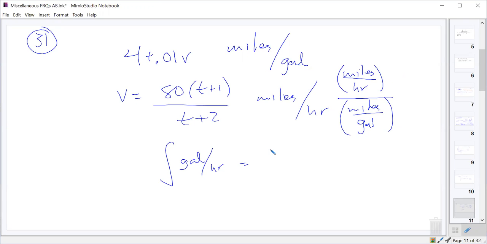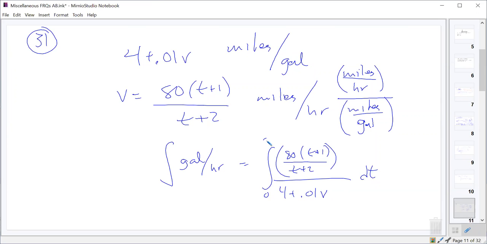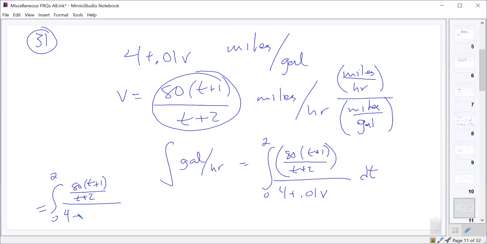So we want to take the integral of 80 times t plus 1 over t plus 2 divided by 4 plus 0.01 v dt and integrate that from 0 to 2. And the problem there is that v can't be integrated because this is dt. So then we've got to go back in and replace v with this 80 times t plus 1 over t plus 2. So this becomes an integral from 0 to 2 of 80 times t plus 1 over t plus 2 over 4 plus 0.01 times 80 times t plus 1 over t plus 2 dt. And whatever that comes out to be is your answer. Does that make sense or not?